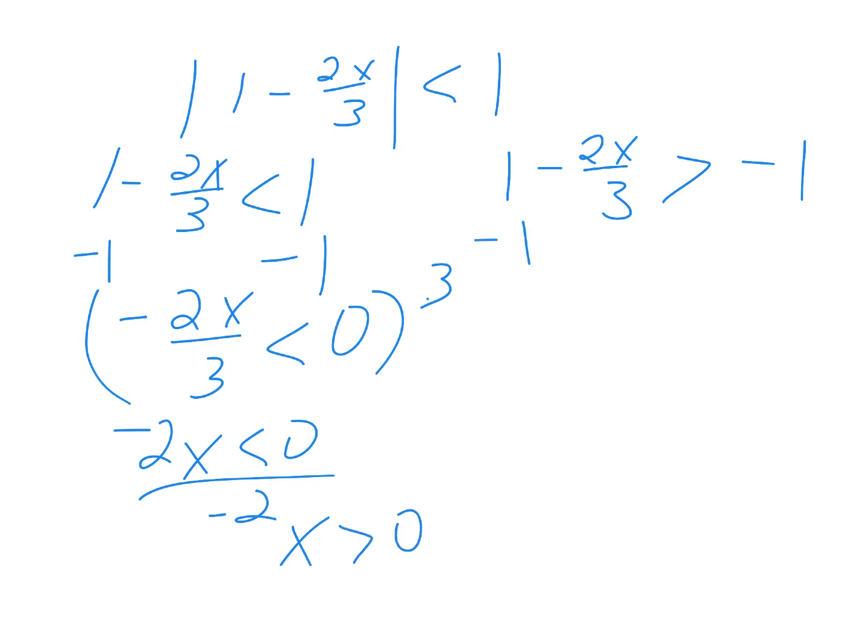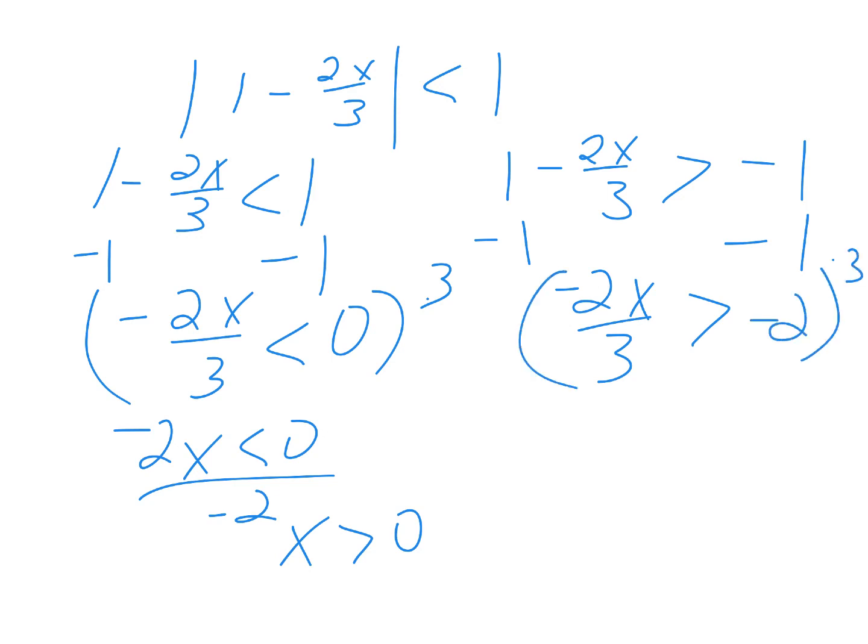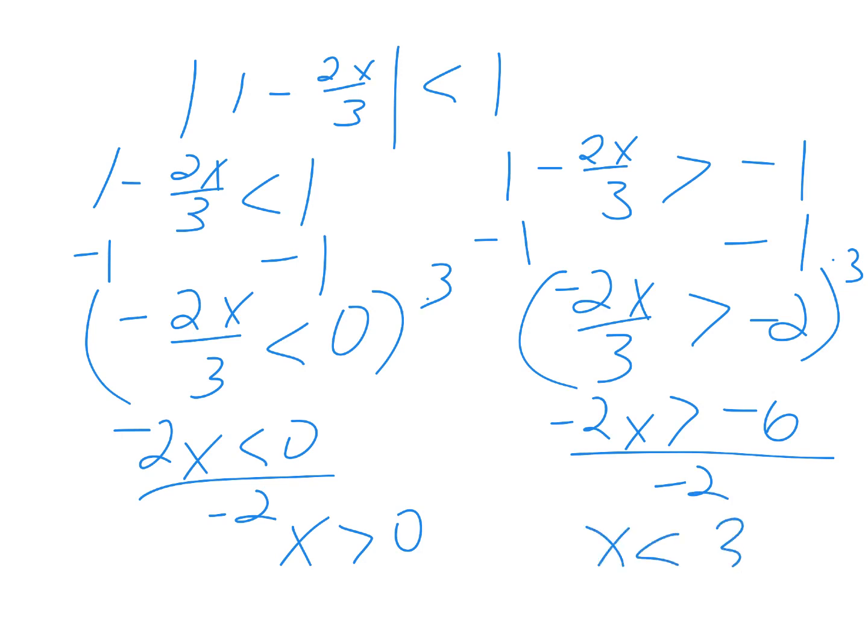There we go. Subtract 1, you get -2x over 3 is greater than -2. Multiply everything by 3, you get -6 is less than -2x. Divide by -2, you get x is less than 3. So interval notation, that would be 0, 3, because x is greater than 0, but it's less than 3.